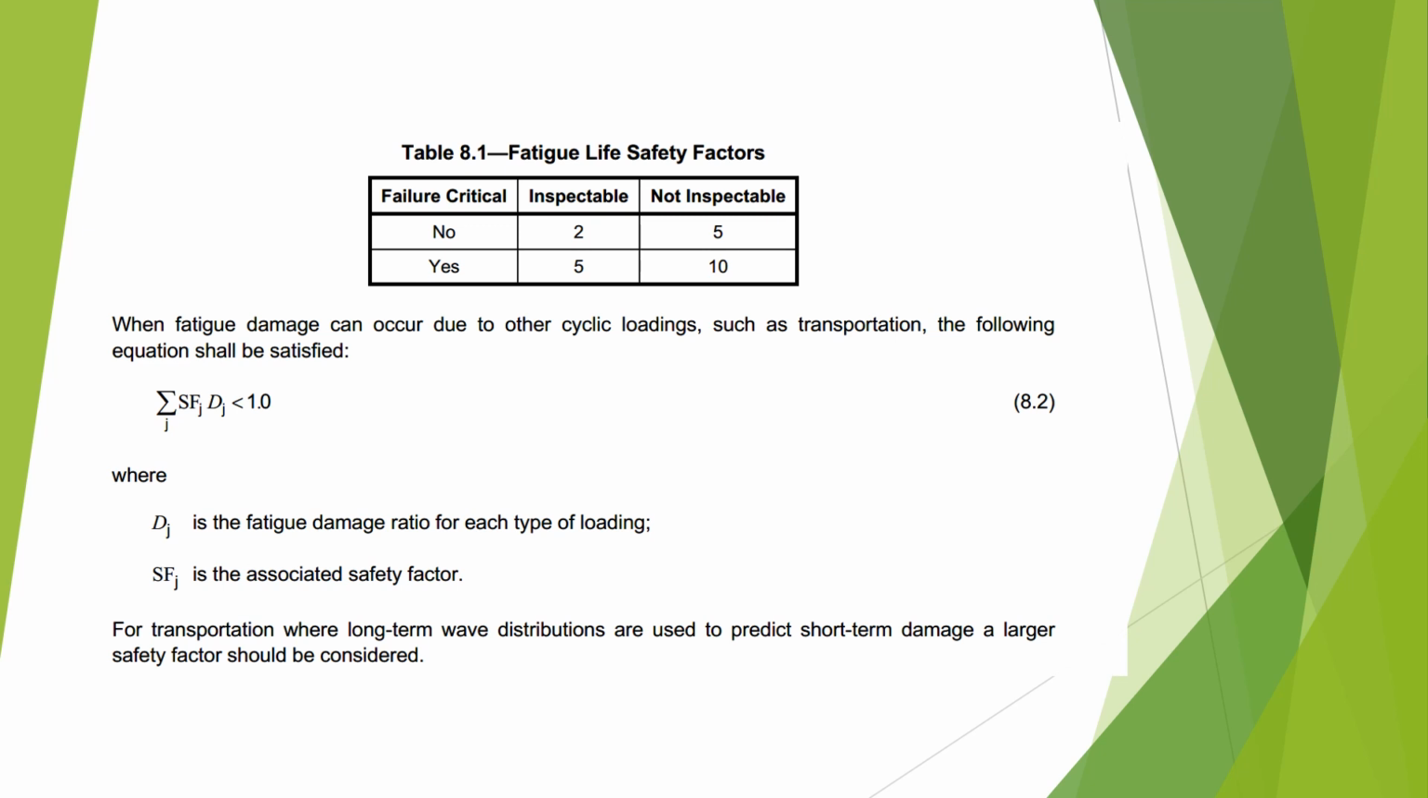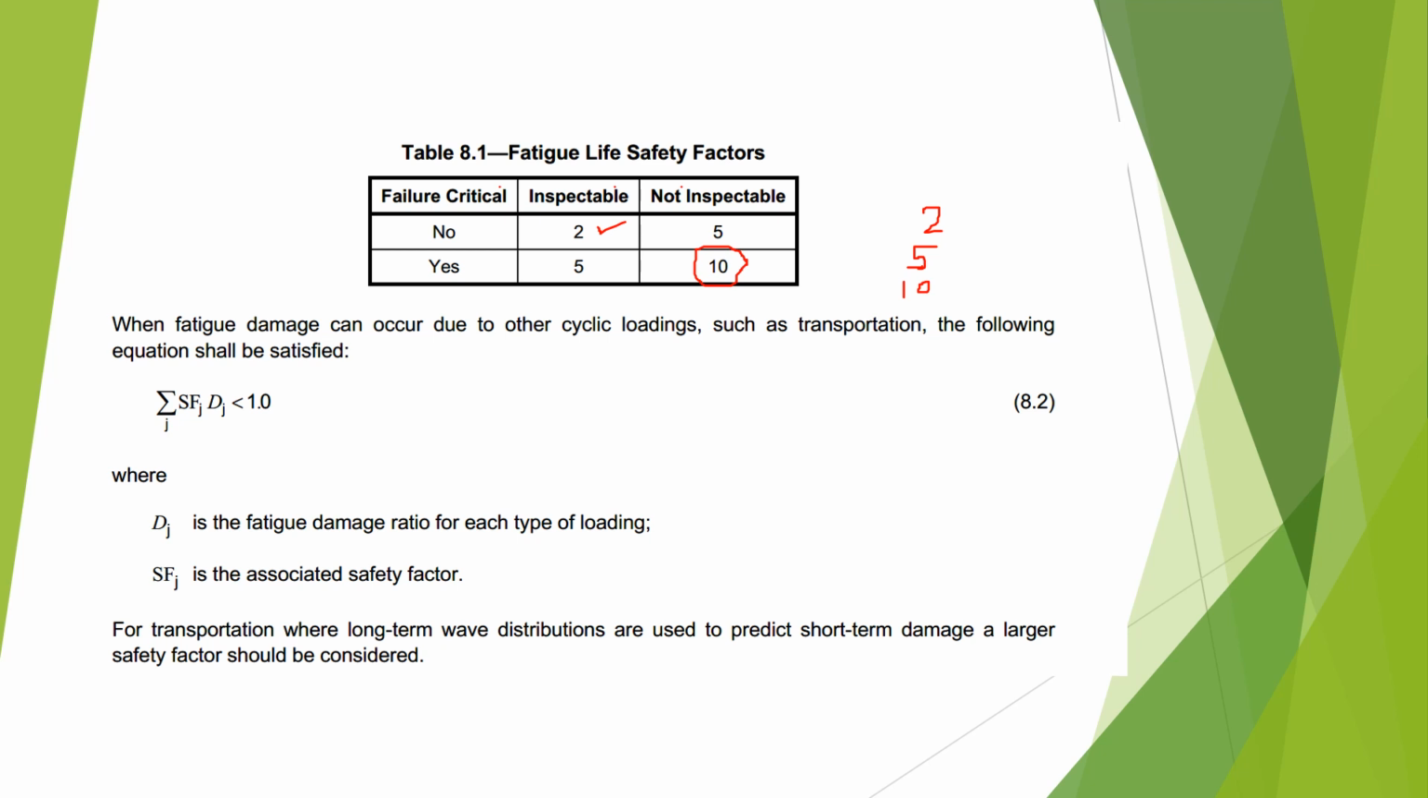Fatigue life safety factor. So whether it's failure critical or non-critical, inspectable or non-inspectable, based on this we can see the fatigue life safety factors. If it is critical and non-inspectable, it goes as much as 10. If it is non-critical and inspectable, it goes to 2. So 2, 5, 10. These are the fatigue life safety factors depending upon the criticality and inspectability.